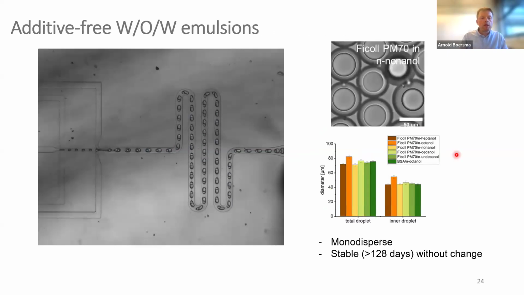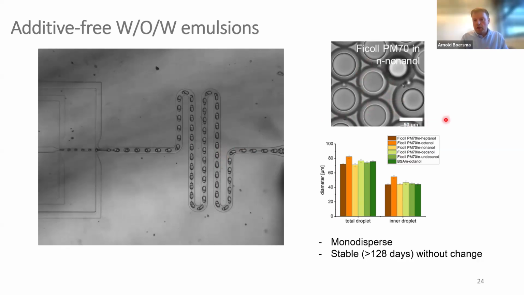So the system looks like this. On the left, you see the microfluidics, you see the two junctions again. Here's the inner phase, here's the oil phase, and here's the outer phase. And here you see the droplets coming out. Here you see the water phase and the oil phase is separate. The oil phase is lagging behind a bit because of the flow. And when you collect them, they form these nice water-oil-water emulsions.